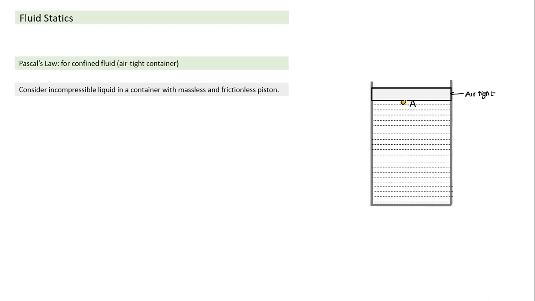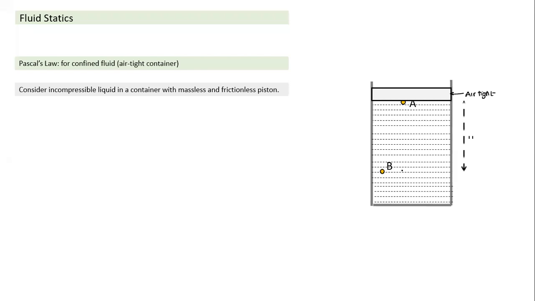We can easily find the pressure just below. If the piston is massless, the net force on the piston is 0. So the gauge pressure on the top is 0, and at the bottom the gauge pressure is also 0. So in terms of gauge pressure, at A it is also 0 because the piston is massless. Had it not been massless, it would have been different.